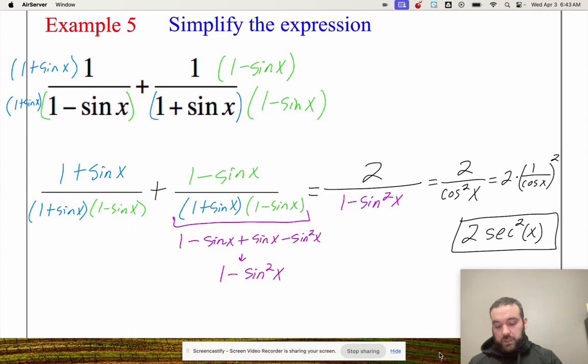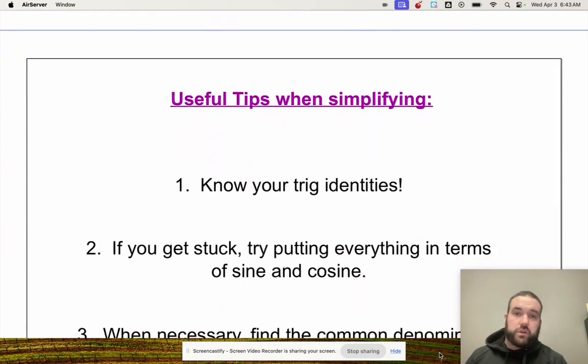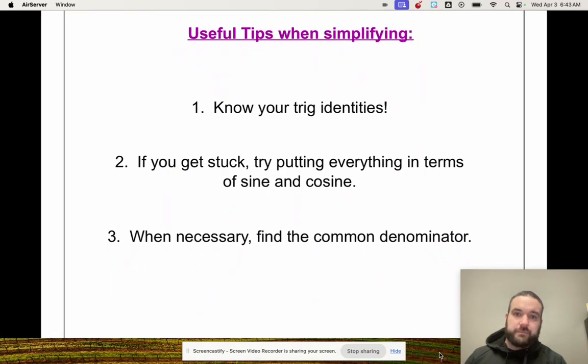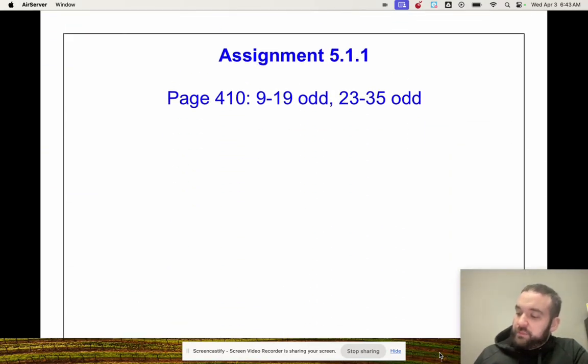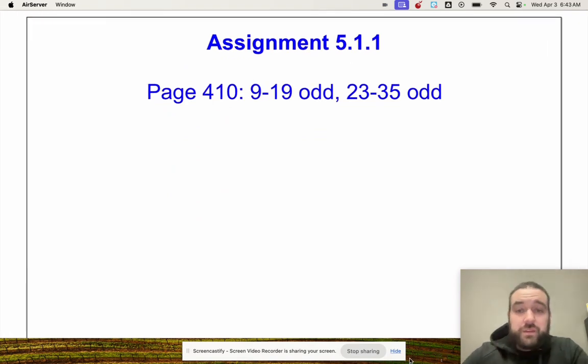This is not an exhaustive list. This is not all the different things you'll be asked to do, but this is just showing you some of the different ways that we can use these trigonometric function identities. Okay, so again, know your trig identities. If you're not sure, turn everything into sine and cosine. And then if you need to, if you're dealing with fractions, go ahead and get a common denominator so that we can simplify them. And that is going to end this video.